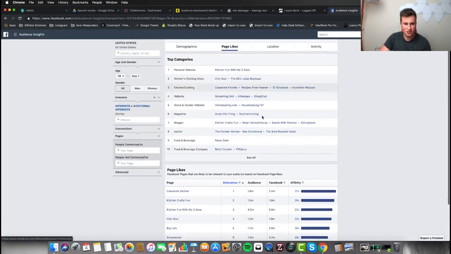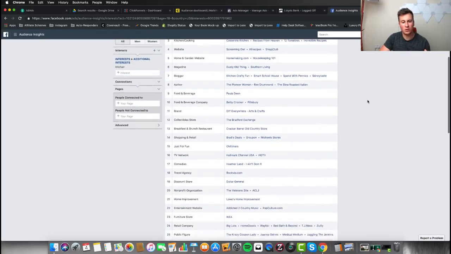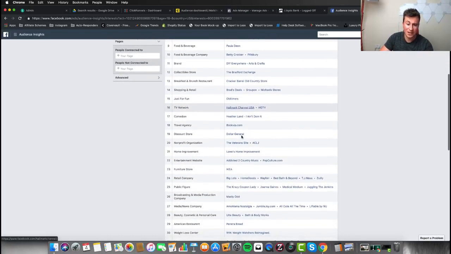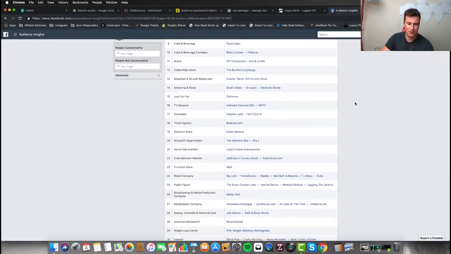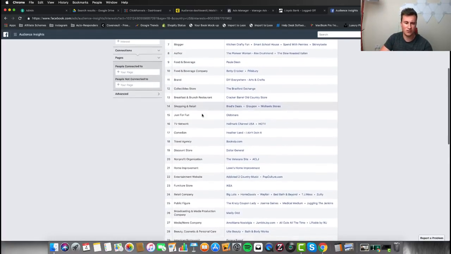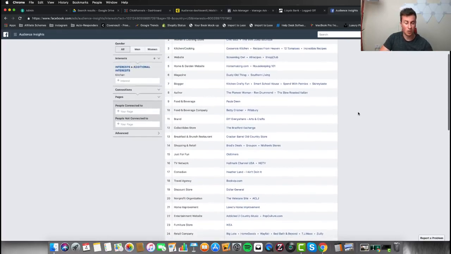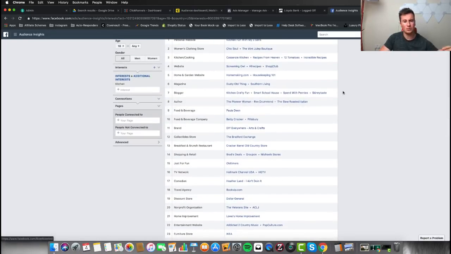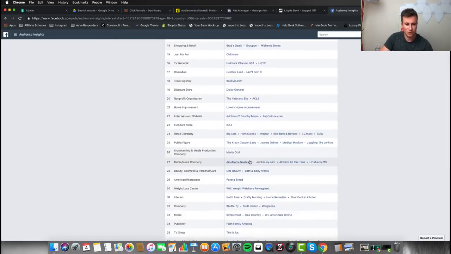In fact, let's stick on the top categories. If you open this up to see all, and even as far down as you go, it's still related to kitchens, and that is a really strong sign. The further down you go, the less related the top categories get. So basically what that means is that, say you got down to number 27, media, news and company, and these are still pages related to kitchens, and that is a really good strong sign.